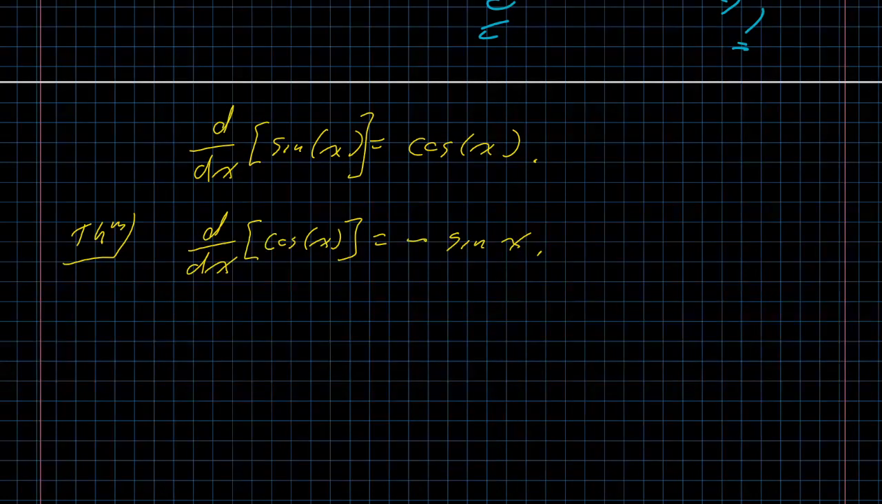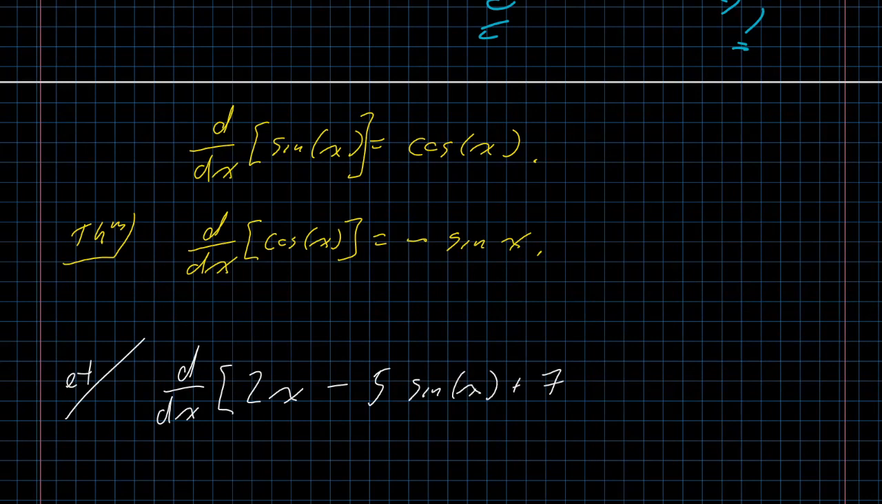But instead of looking at theory, I want you to take some time to combine these rules with the tools that we've already established and find the derivative of 2x minus 5 sine of x plus 7 cosine of x.